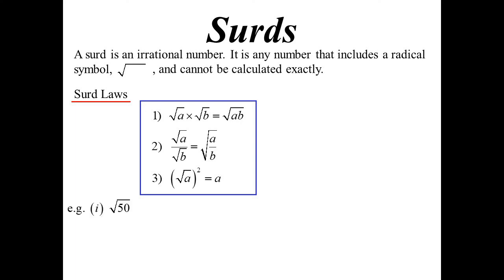Square root of 50, okay, two factors. You're looking for the highest perfect square, which in this case is 25. That, of course, is our thought process. We'd probably just write it straight down, 5 root 2.